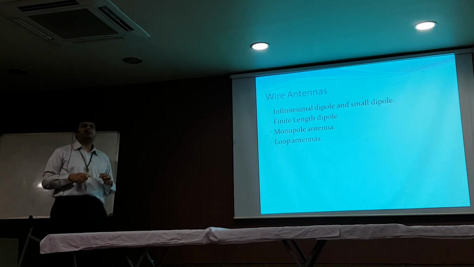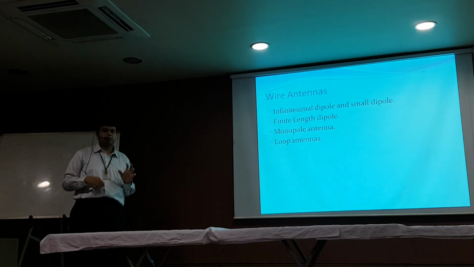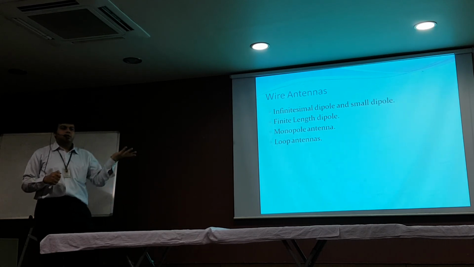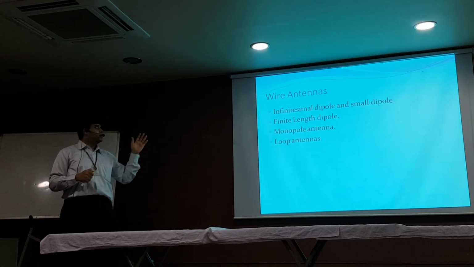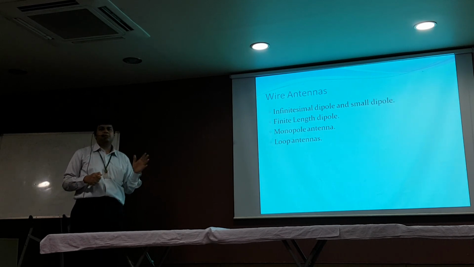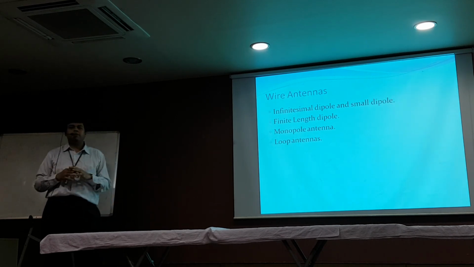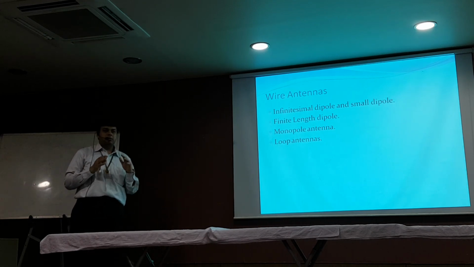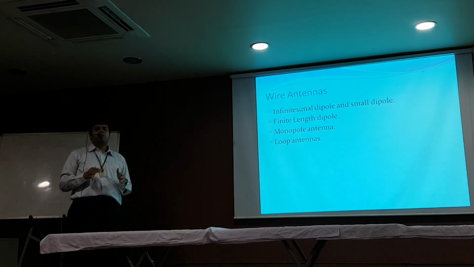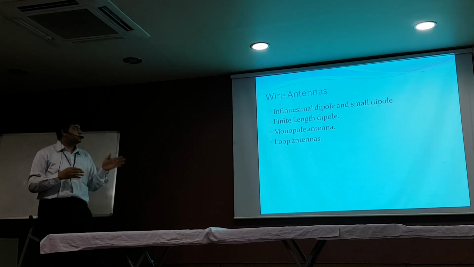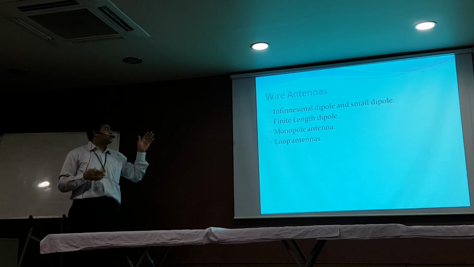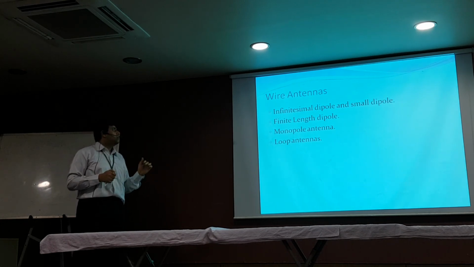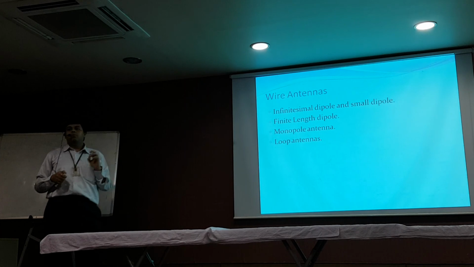The concept of the infinitesimal dipole is used only for study purposes, just like I said earlier that the isotropic antenna concept is used only for theoretical purposes. Then small dipole and large dipole: based on the different lengths of the dipole, we have classified the dipoles, and we have derivations in the syllabus for the radiation resistance of a small dipole and the radiation resistance of a lambda by 2 half wavelength dipole. Then finite length dipole, then monopole antenna.